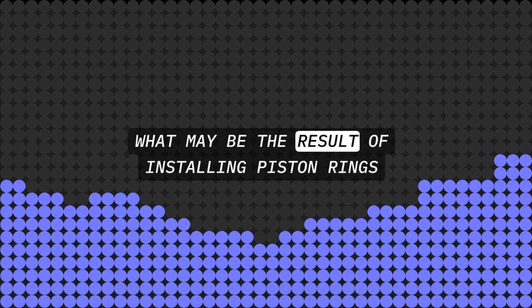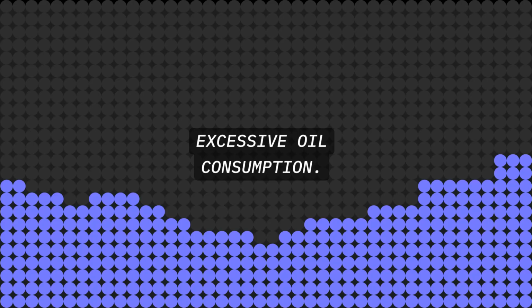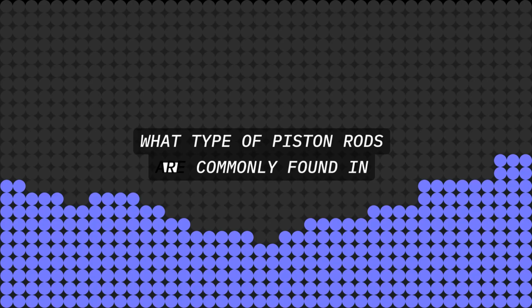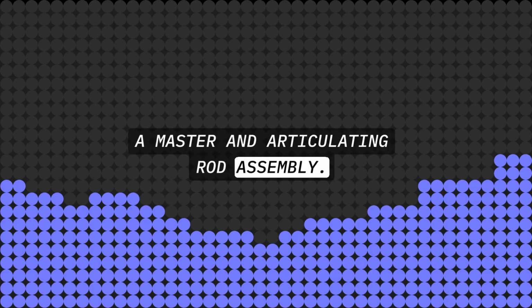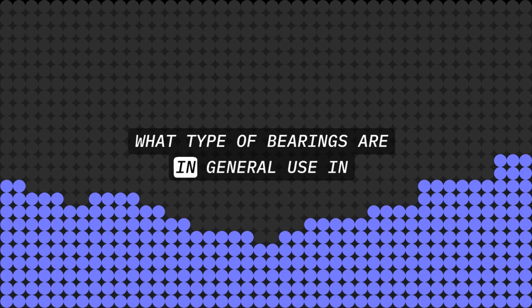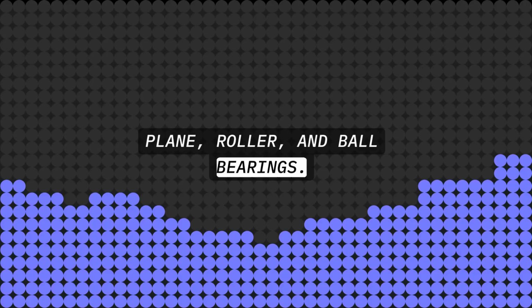What may be the result of installing piston rings incorrectly? Excessive oil consumption. What type of piston rods are commonly found in radial engines? A master and articulating rod assembly. What type of bearings are in general use in reciprocating engines? Plain, roller, and ball bearings.